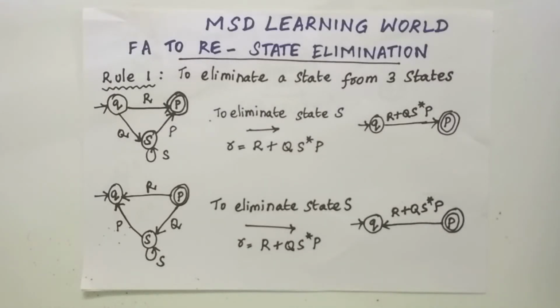In this video, we are going to see how to create the regular expression by using the state elimination method. We know that there are two methods for finding the regular expression from the given finite automata. The first method is the formula method, for which we have seen the problems with 2 states and 3 states already in the previous videos. Now let us start the state elimination method.